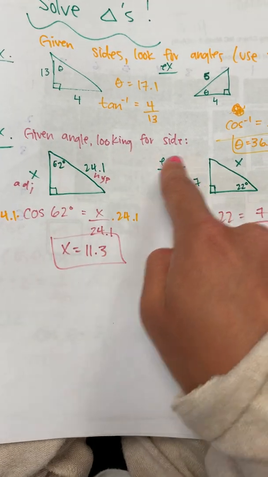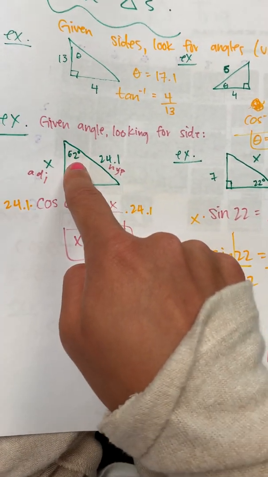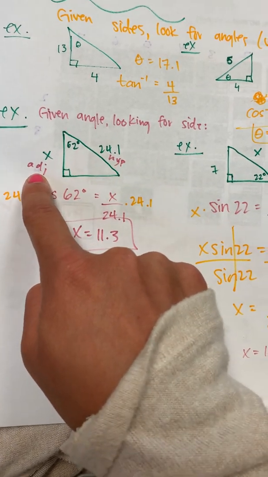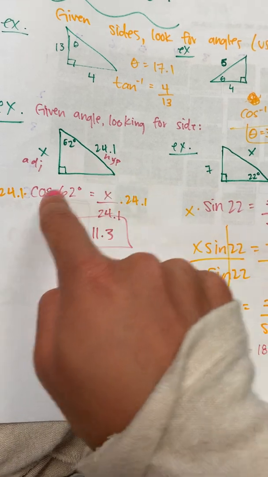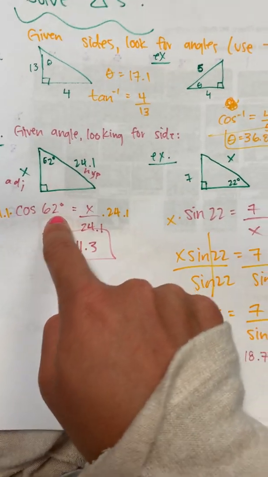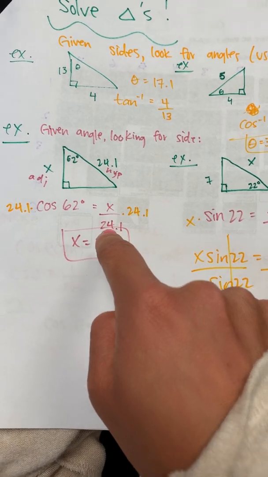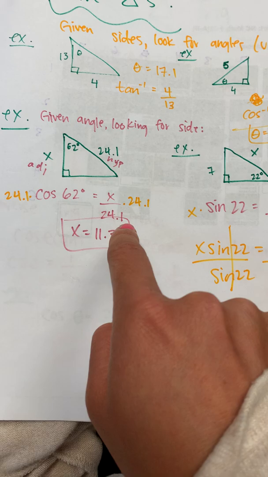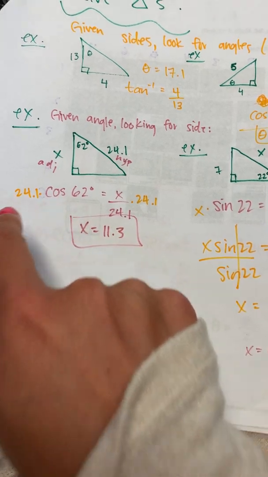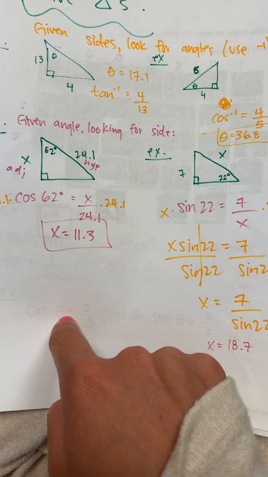If you're given an angle and you're looking for a side, you look at it and you're like, okay, what's the relationship? This is technically the adjacent, this is the hypotenuse. So you do cosine, because adjacent over hypotenuse, cosine of the angle equals x over 24.1. If x is on the top, you end up multiplying both sides by what's on the bottom. So you type in your calculator, literally 24.1 cosine 62, or type it into Desmos.